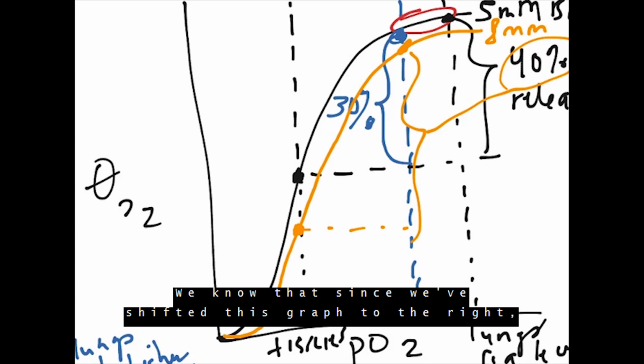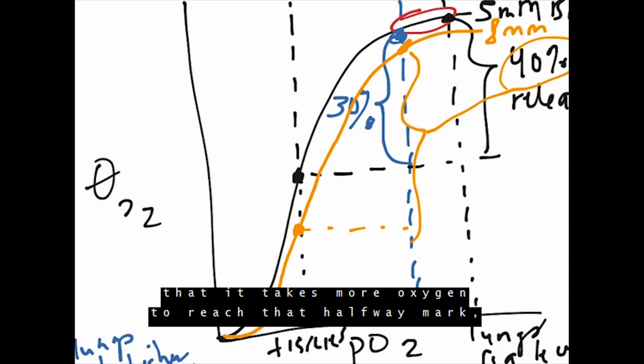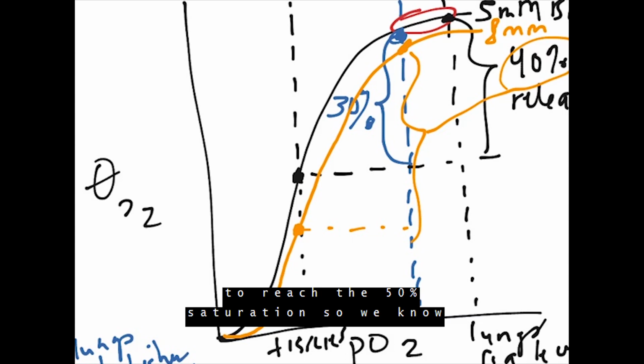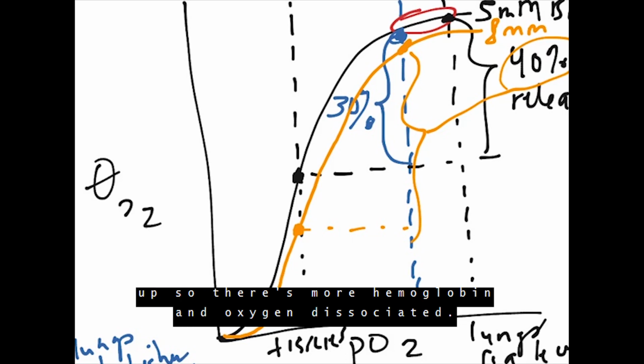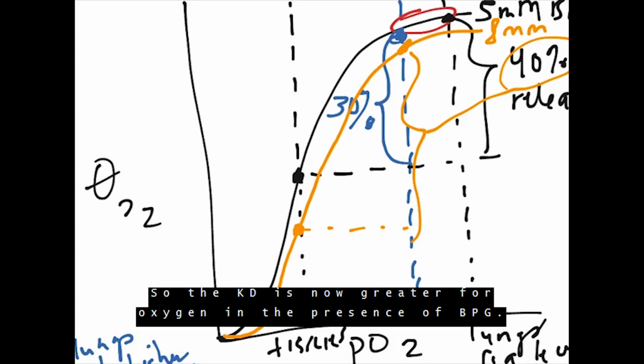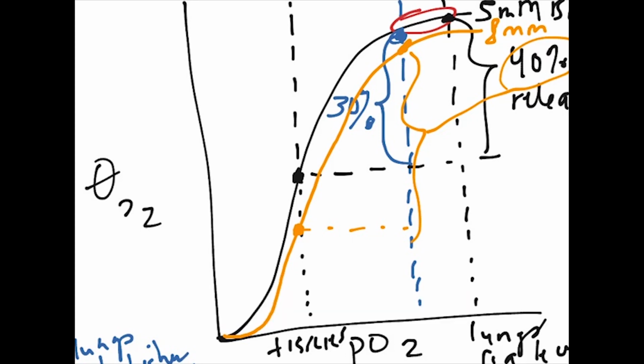We know that since we've shifted this graph to the right, it takes more oxygen to reach the halfway mark, to reach the 50% saturation. So we know that the dissociation constant has gone up. So there's more hemoglobin and oxygen dissociated. So the KD is now greater for oxygen in the presence of BPG.